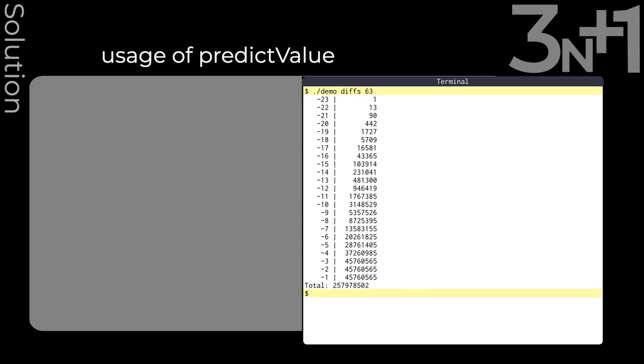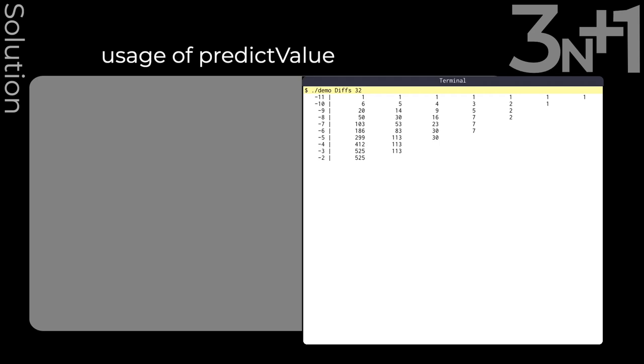But let's look at 32, only because it fits on the screen more easily. If we take the next column as values that are the difference of two values of the column before, we can see something interesting. The whole of the series reduces to 1.